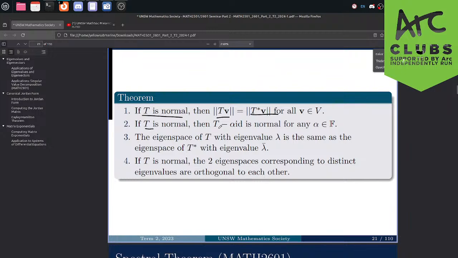If T is normal, then subtracting a scalar multiple of the identity is also normal. The eigenspace of T is the same as the eigenspace of T adjoint, where the first one is associated with lambda and the second one is associated with lambda conjugate. And finally, if T is normal, the two eigenspaces corresponding to distinct eigenvalues are orthogonal to each other. So this one's kind of interesting. It's like saying, if you have an eigenspace that looks like this, and another eigenspace that looks like this, if they're normal, they will be orthogonal to each other.